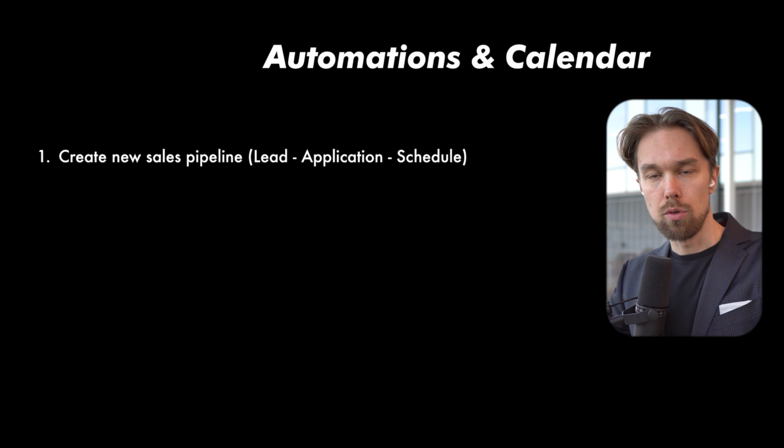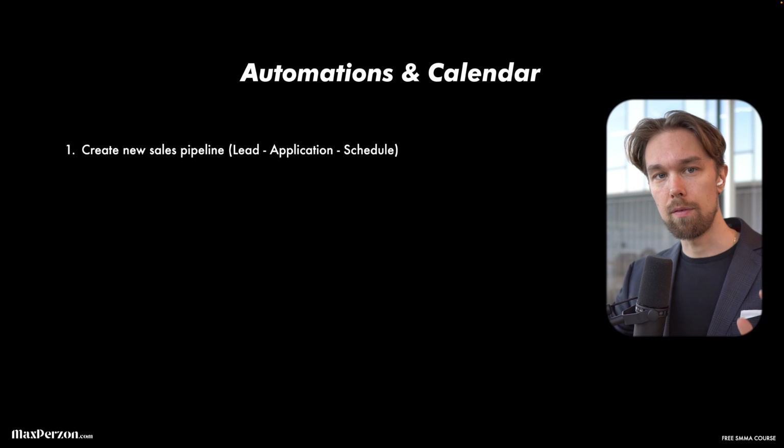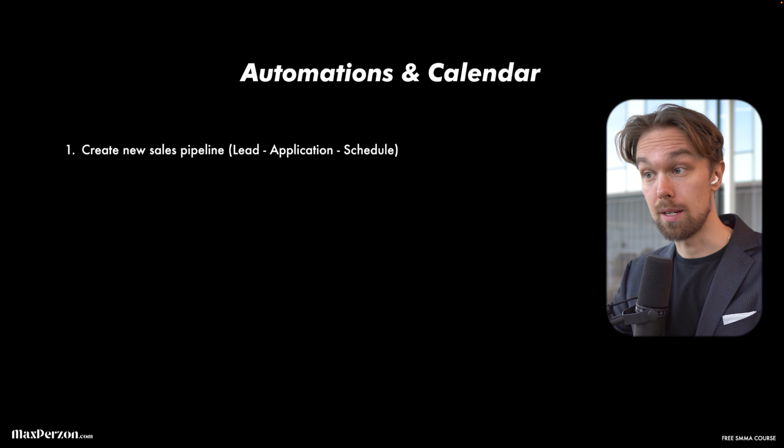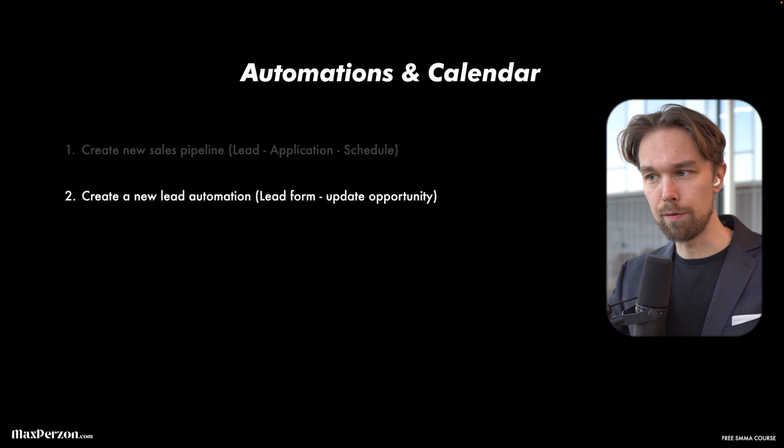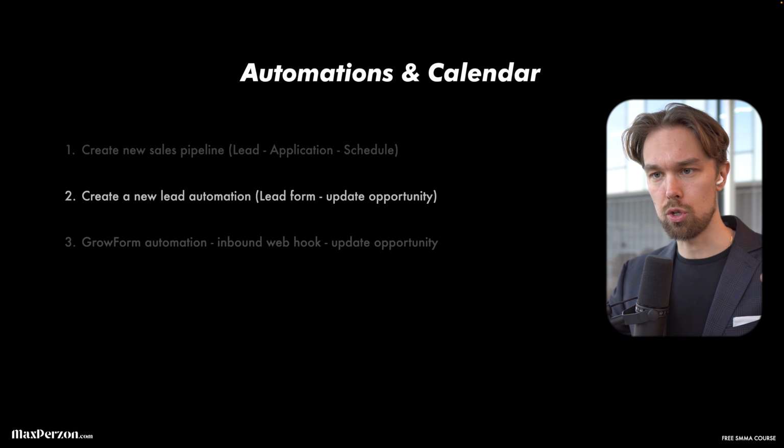First of all, we're gonna create a new sales pipeline inside of HighLevel. We're gonna have 3 stages: lead, application, and then schedule. Then we're also going to create a new lead automation. So we're gonna have the lead form and then update the opportunity. Gonna show you exactly how to do that.